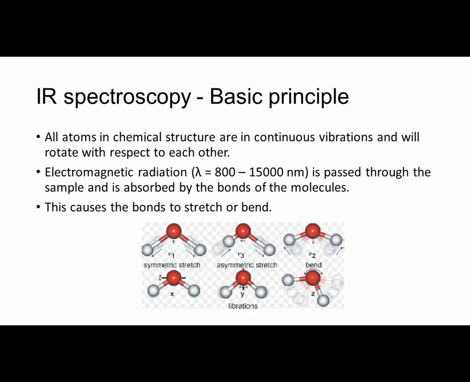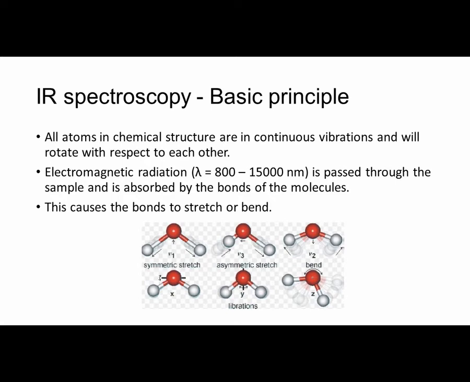Generally, all atoms in organic molecules are in continuous vibrations and rotations with respect to one another. In IR, electromagnetic radiation with a wavelength ranging between 800 to 15,000 nanometer is passed through the test sample. Do note that the wavelength range of 800 to 15,000 nanometer is the normal wavelength range that falls under the IR region.